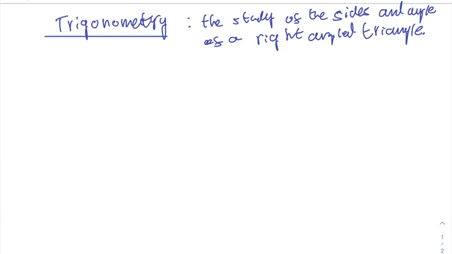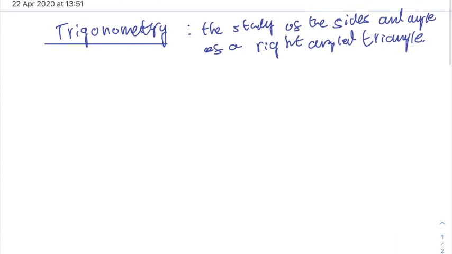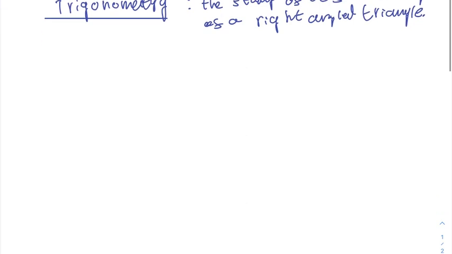Today we'll be looking at IGCSE Trigonometry. So I've written the word down. Trigonometry right here is the study of the sides and angles of a right angle triangle. So let's first draw a right angle triangle, of course, and a right angle triangle is just a triangle where one of its angles is 90 degrees.